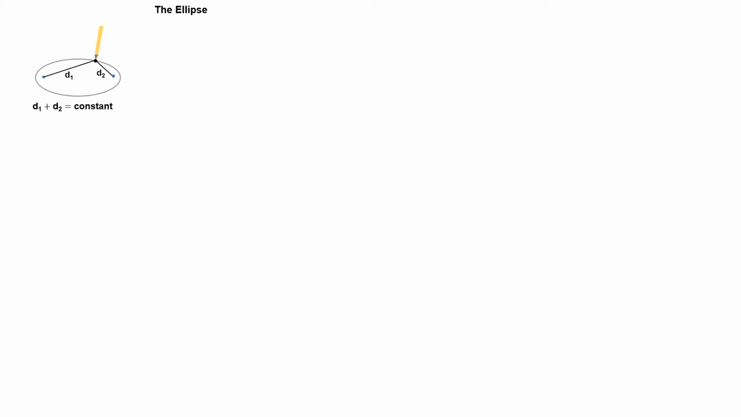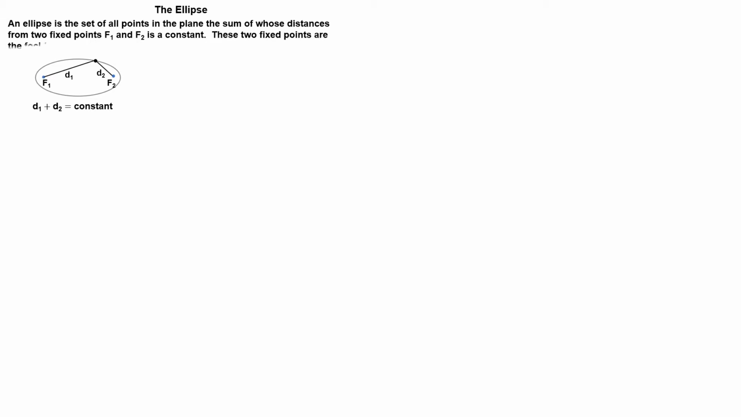The points where the thumbtacks are located are called the foci of the ellipse. Foci is the plural of focus. We can now state the definition of an ellipse. An ellipse is the set of all points in the plane, the sum of whose distances from two fixed points is a constant. These two fixed points are the foci of the ellipse.